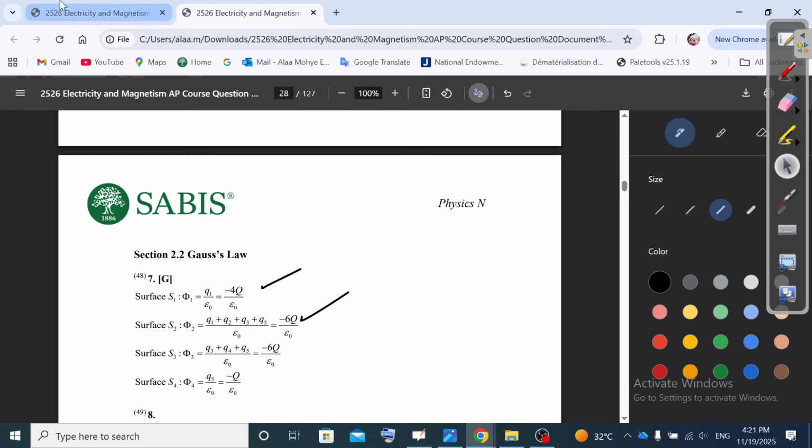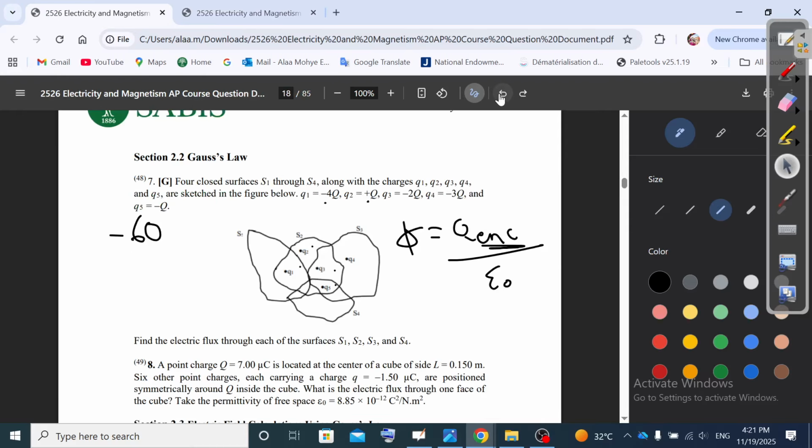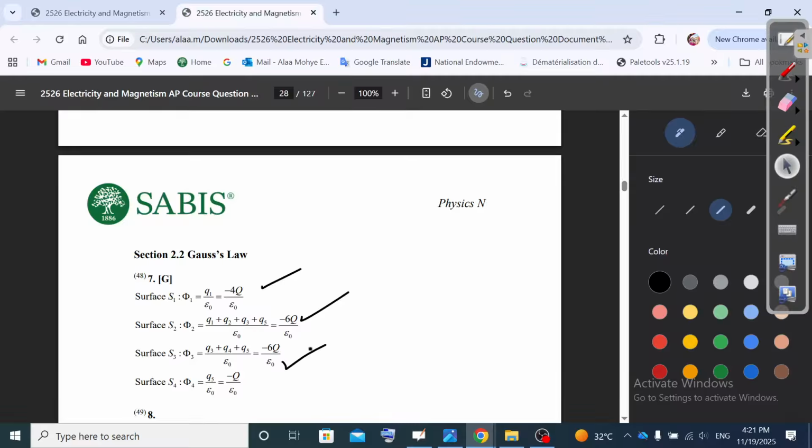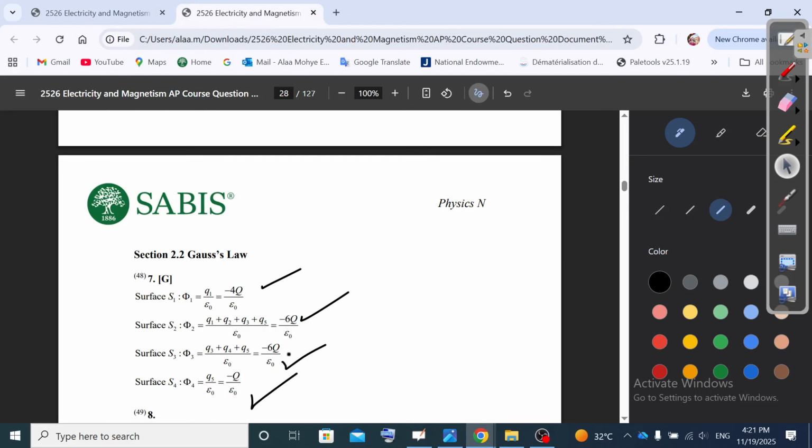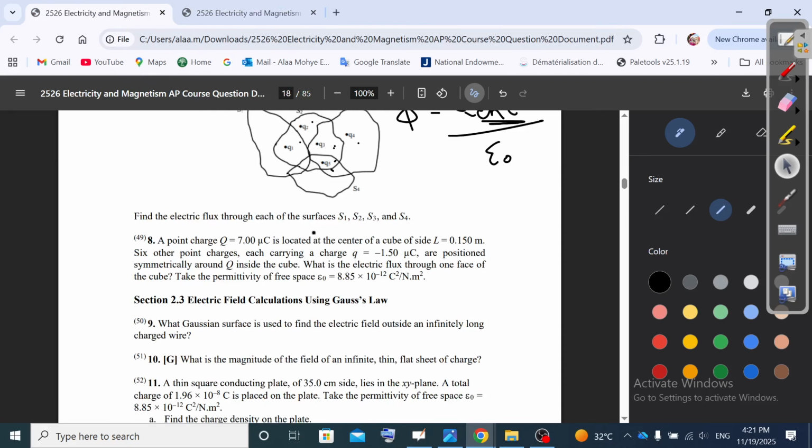Okay. Moving on to the S3 surface now. The S3 covers 1, 2, 3. So let's add the Q4, Q3, Q5. So the Q3, which is minus 2, minus 3, minus 5, minus 6 again. So minus 6Q over epsilon naught. Then the S4 covers only the Q5, which is minus Q, so it's minus Q over your epsilon naught.